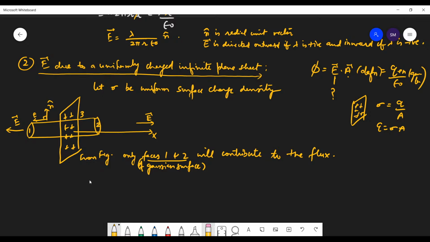And where will the electric field lines go? Electric field lines are parallel to the other faces, that is, the electric field lines are parallel to the curved surface.